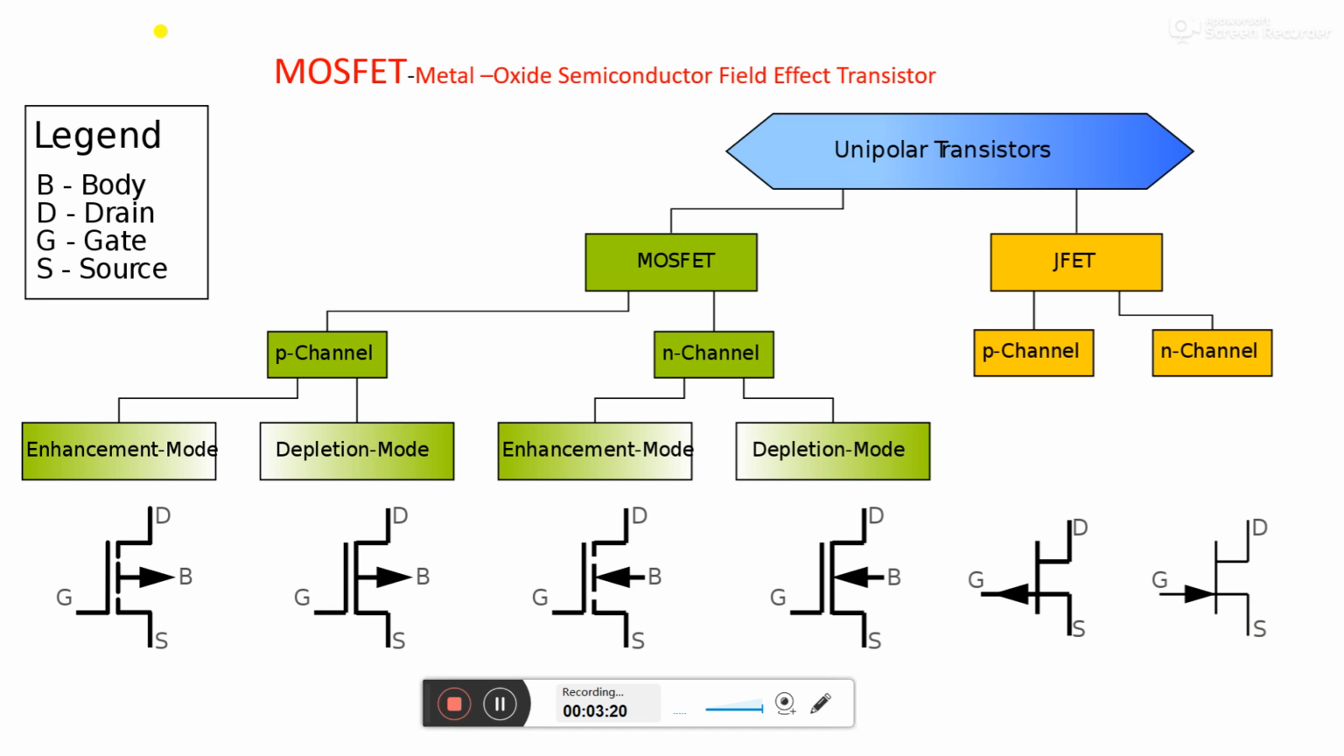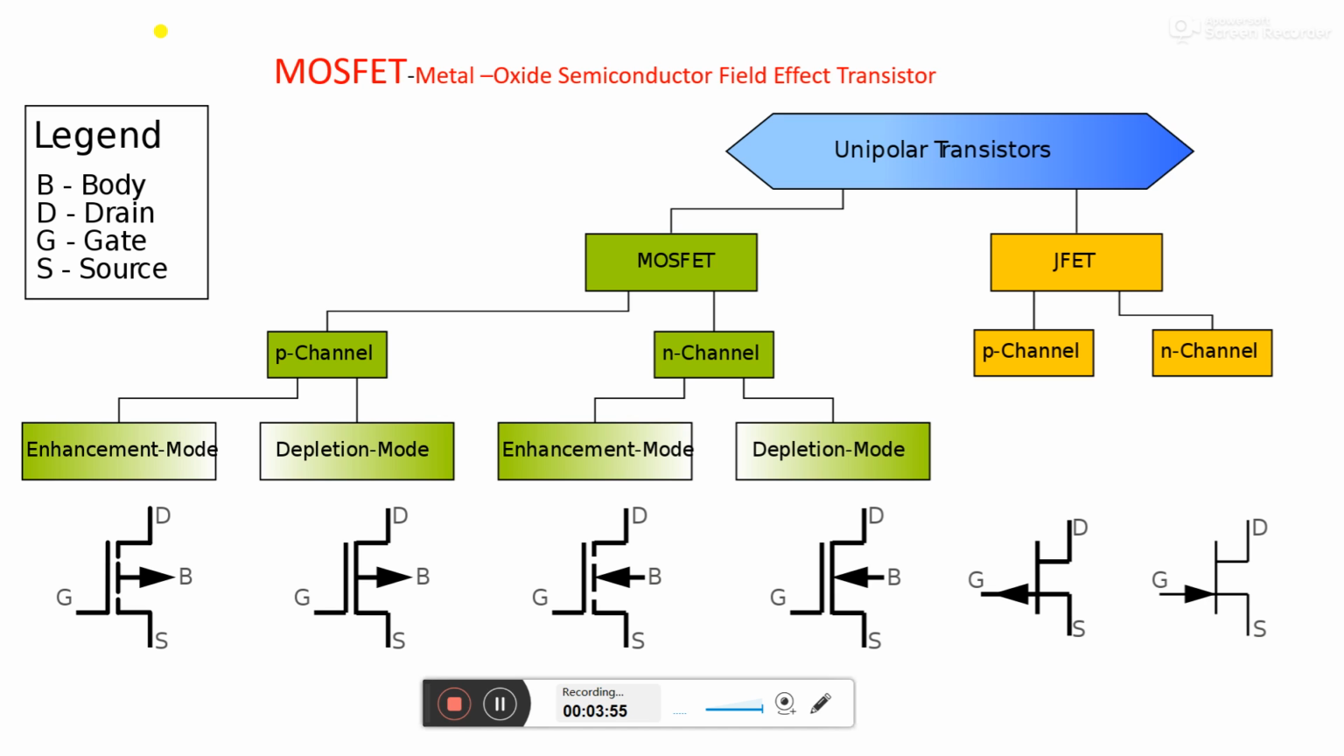MOSFET stands for metal oxide semiconductor field effect transistor. Broadly, it is classified into two categories. One is called enhancement type MOSFET and the second is called depletion type MOSFET. Again, each of these has two types, N channel and P channel.